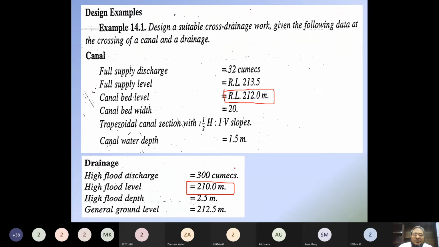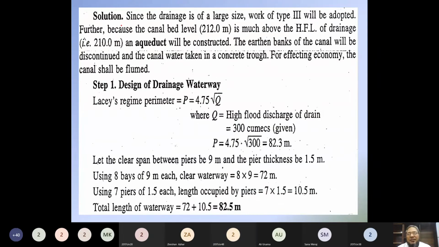Now, how can you decide that? You have to decide with the discharge of the drainage. It is 300 cubics. It is a considerable discharge, so it requires a sufficient width of the drainage or river. As the river has a much longer width, the aqueduct has to cross over it. So as its width is more, the length of the aqueduct trough required would be more. And when it is more, we must go towards fluming to economize the cost. And once we flume it, it would be a type 3 aqueduct. All right. So this is how he has done the solution. If you have any question, you are welcome.